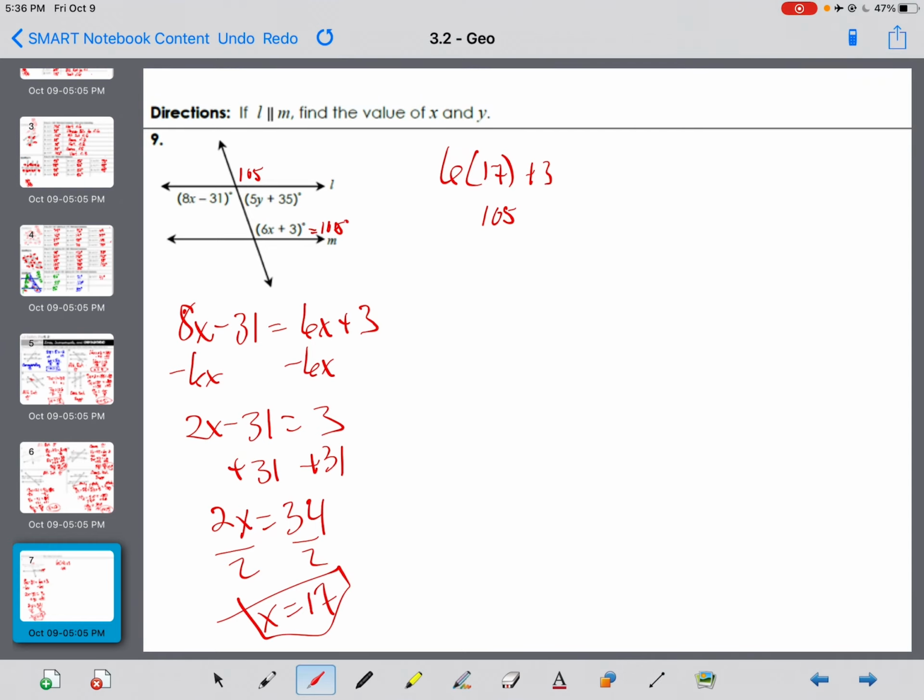Okay, either way. So what we know is 5y plus 65 plus 105 equals 180. Now, how do we know that works? Well, because this one and that one are consecutive interiors. It means they're same side supplementary. 65 and 105 are together. So 5y plus, let's see, that makes 10 and 60 makes 170 equals 180. Right?